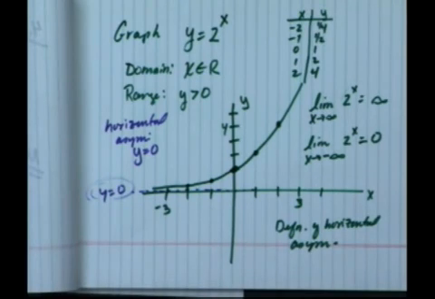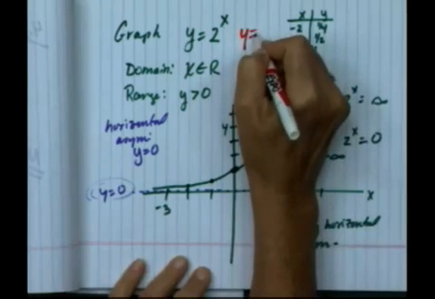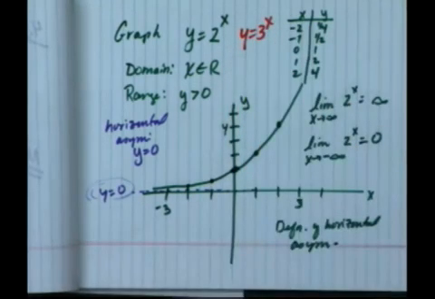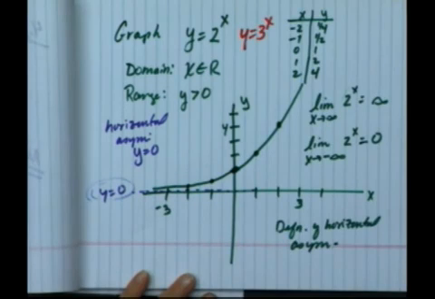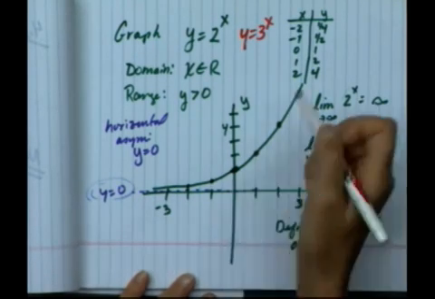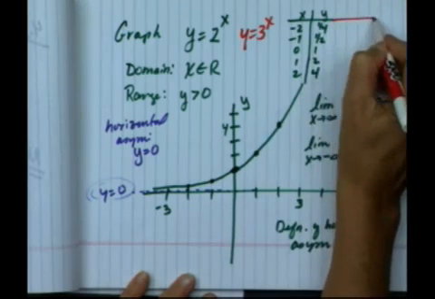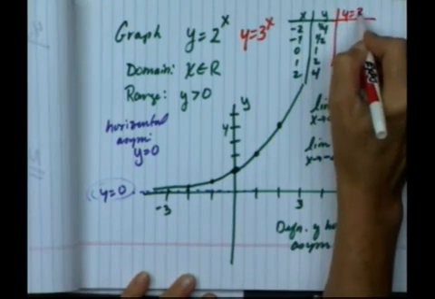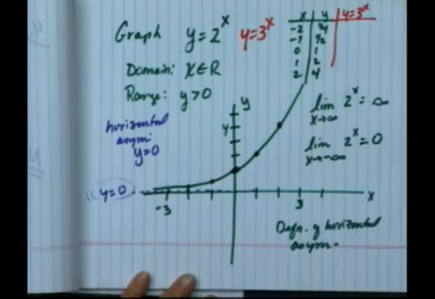Now, I want you to tell me what you think the graph of, let's do that in red, y equals 3 to the x is going to look like. Y equals 3 to the x. Going to go up steeper. And let's just put it here. Y equals 3 to the x. Green is y equals 2 to the x.